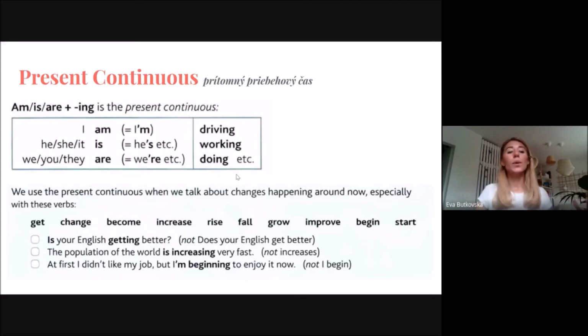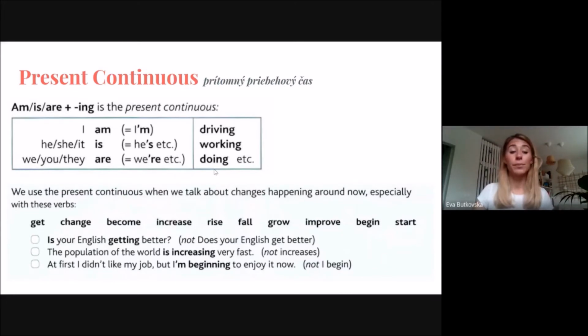Little note, we use present continuous when we talk about changes happening around us, especially with these verbs. It's very good to remember these verbs, but as you use English more and more often, it will get natural with you. So verbs like get, change, become, increase, rise, fall, grow, improve, begin, or start. We can use them in ing forms as well.